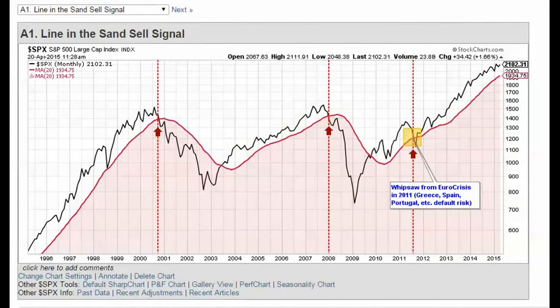Our first slide is what we call our line in the sand sell signal. It measures a long-term moving average of the S&P 500 index, and once the price action crosses below the red moving average line, we take that as a signal that the long-term market trend is changing. As you can see, over the past 20 years, there have been three signals. Two marked major turning points in the market, and another did not, although it was greatly feared that the Euro crisis of 2011 would push us back into a world recession. The takeaway from this chart is that the current bull market is still intact.